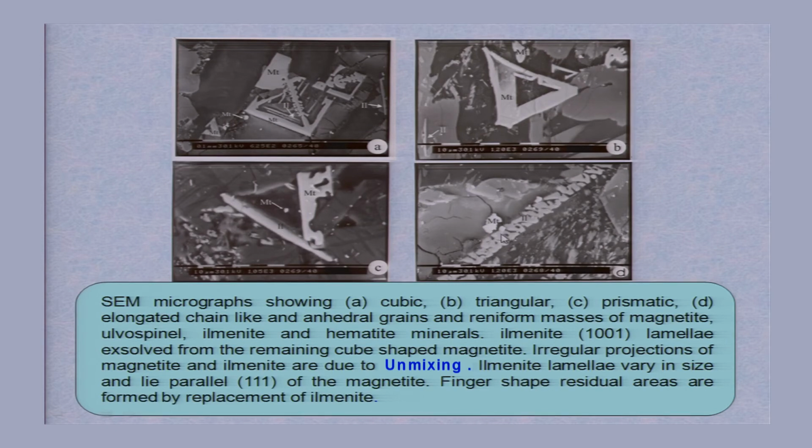All the grains are anhedral magnetite grains, or sometimes they are reniform. Reniform means they are similar to the kidney shape. They are kidney shaped grains of magnetite. All these varieties, cube shape, triangular, prismatic, reniform, chain-like, all varieties of grains can be seen, or they are formed by exsolution between magnetite and ilmenite. Here in this slide, remember, this magnetite is in solid solution with the ulvospinel, ilmenite and hematite minerals.